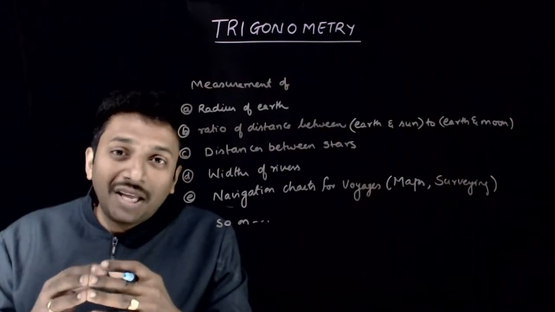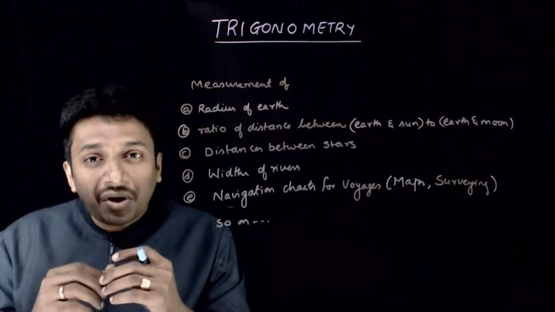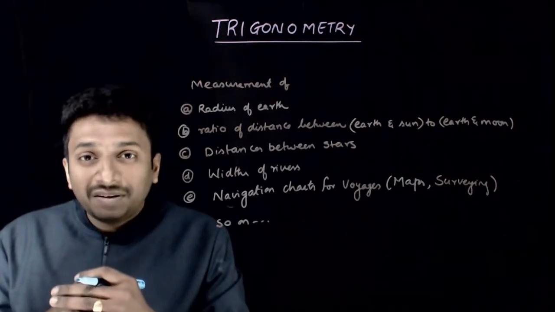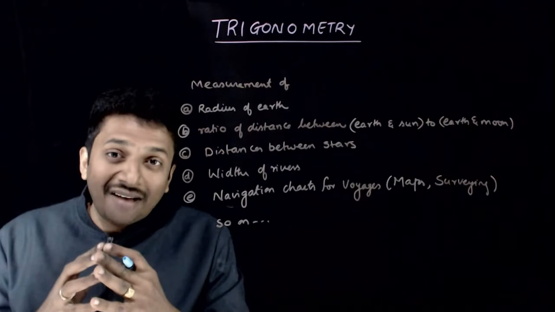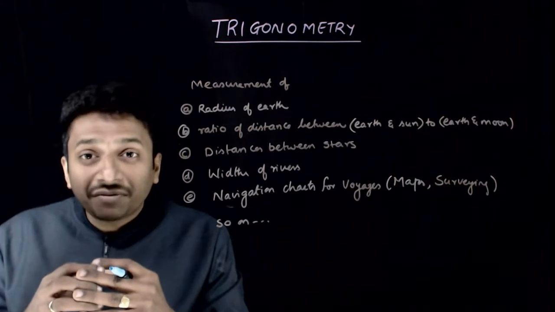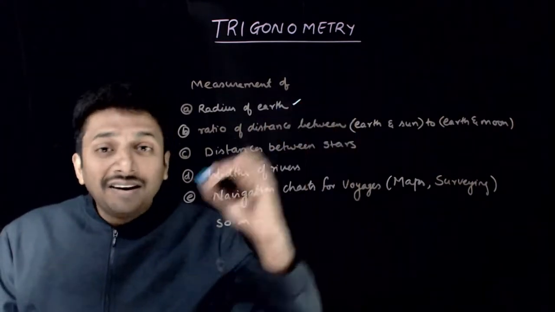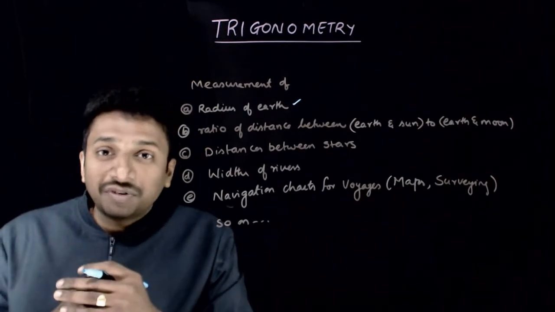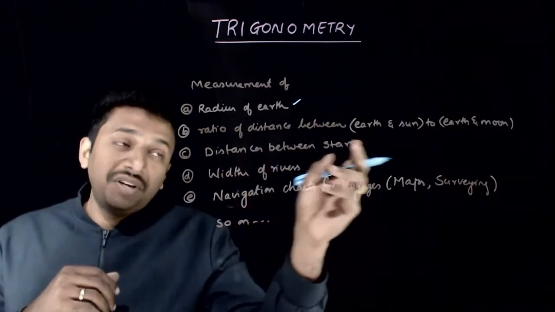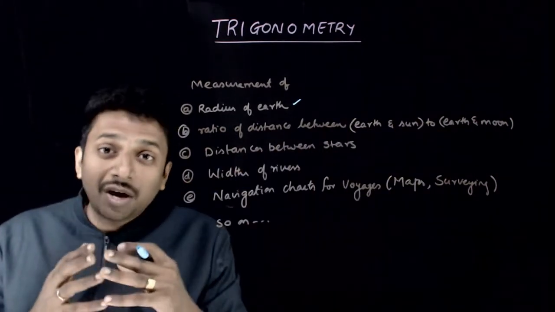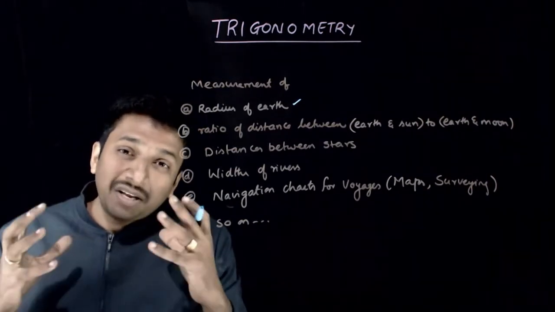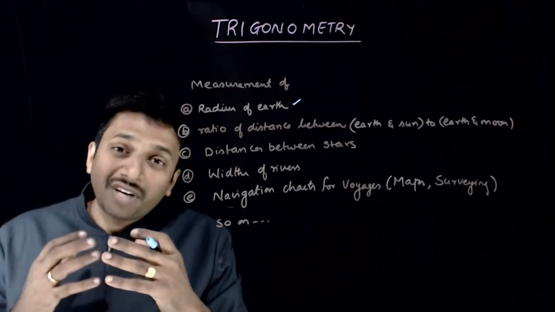As the saying goes, the utility of a tool depends on the skill of the hands that use it. So this trigonometry is a tool, and legendary people have used this tool to get some really astonishing results. For example, Eratosthenes of Greece calculated the radius of Earth using the principles of trigonometry. Similarly, Aryabhatta of India calculated the ratio of distance between Earth to Sun to Earth to Moon using the concepts of trigonometry. And people have calculated the distance between faraway stars using the concept of triangulation.